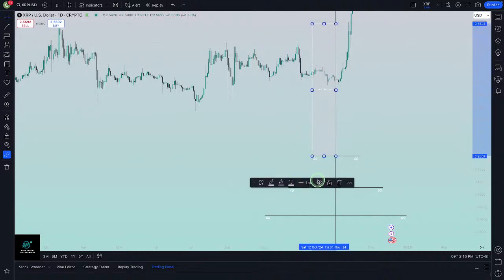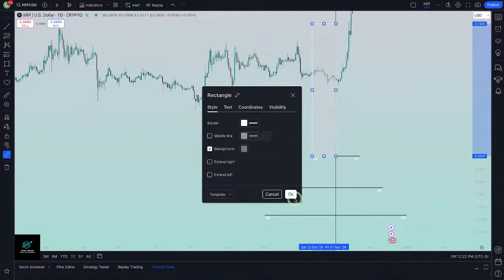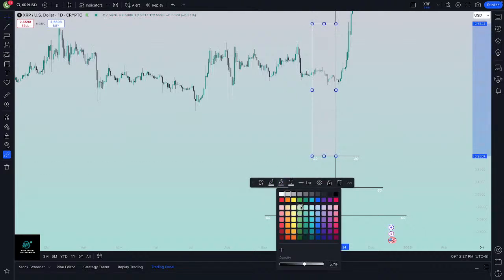One second. I'm going to hide that middle line right there. So, okay. Let me make it a different color. Let's say green right there.